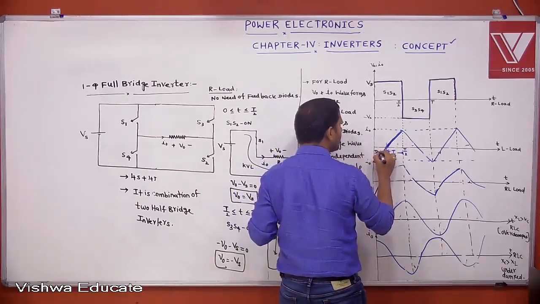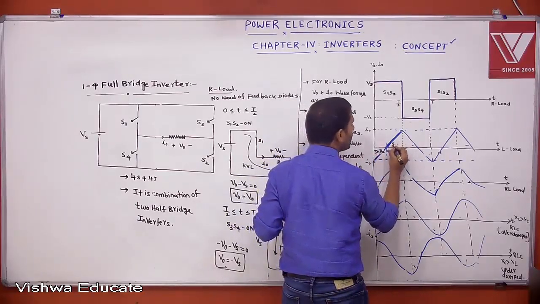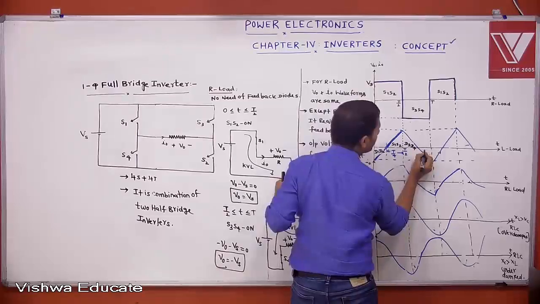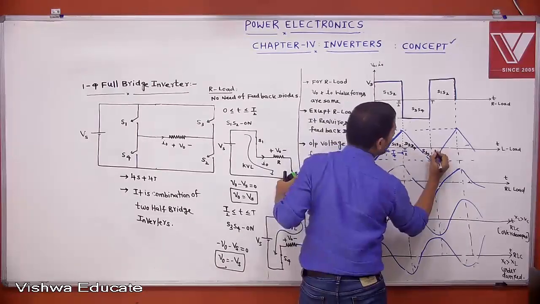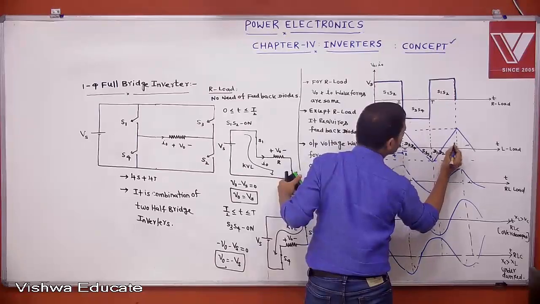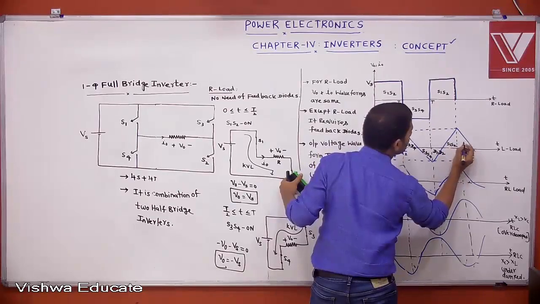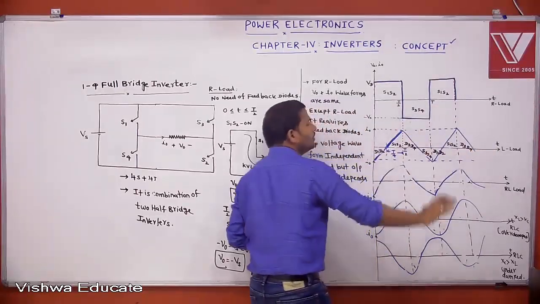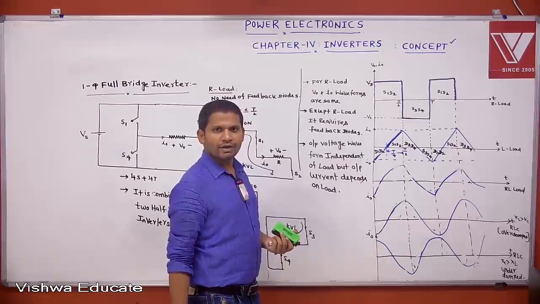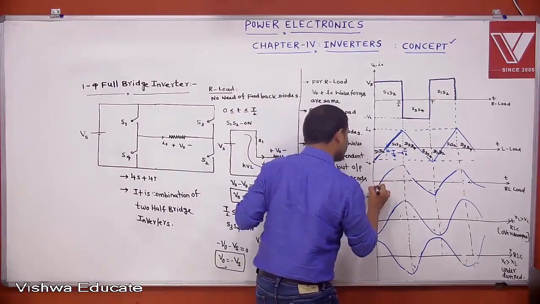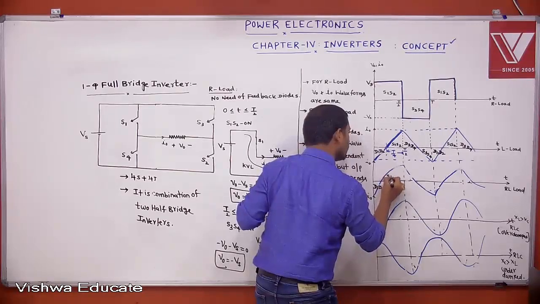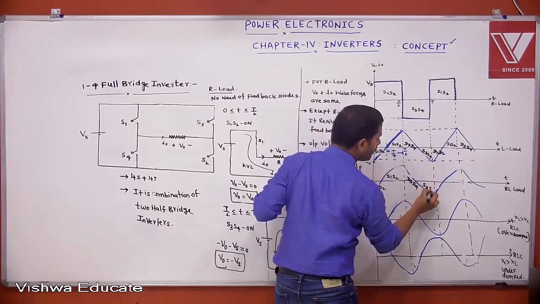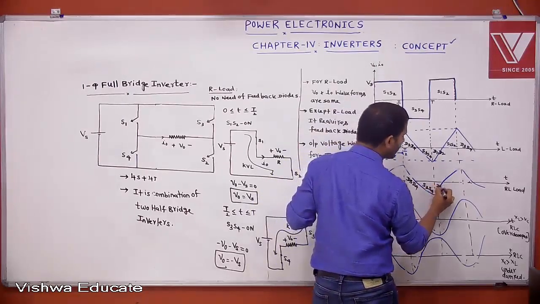Now tell me, here which device is conducting? Instead of D1, D1, D2 is conducting. Here which device? S1, S2. Here which device? D3, D4. Here which device? S3, S4. Again the cycle is repeated. D1, D2. Here S1, S2. Here D3, D4. Same waveform for purely inductive load, but the sequence of conduction of devices is like this. Here also same. D1, D2. S1, S2. D3, D4. S3, S4. At a time 2 devices are conducting.